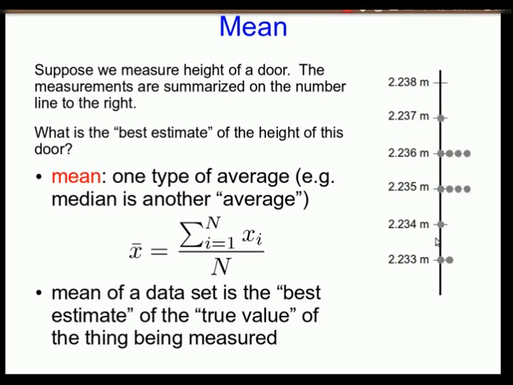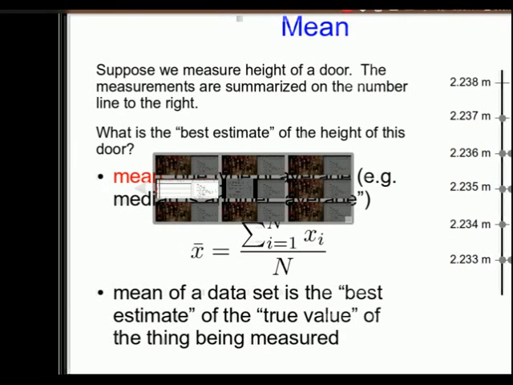What do we do? Well, you've probably already learned that you take the mean, and I hope you've encountered the mean in your previous studies. It's one kind of average. You've probably also met the median, which is another kind of average. And we take the mean as our best estimate of the true value of a measurement. And let's just quickly find it.